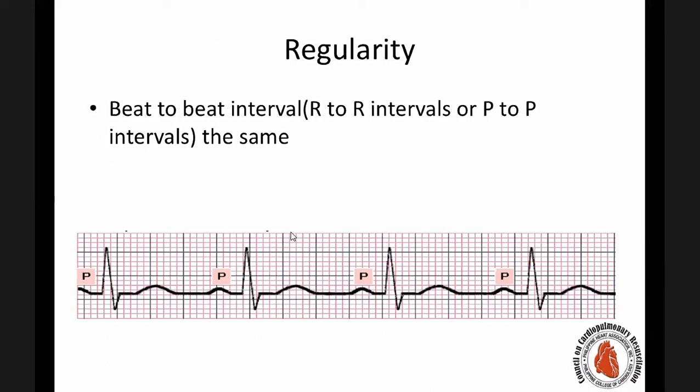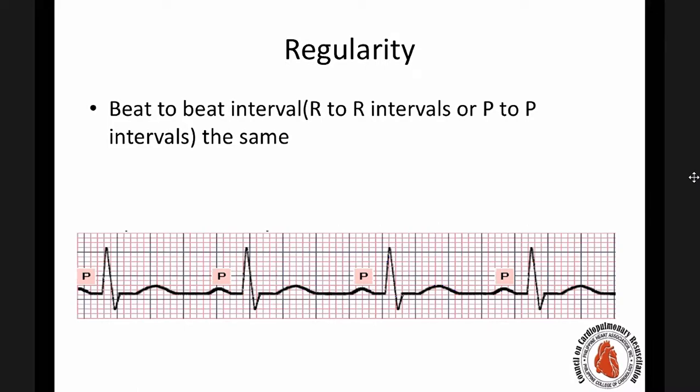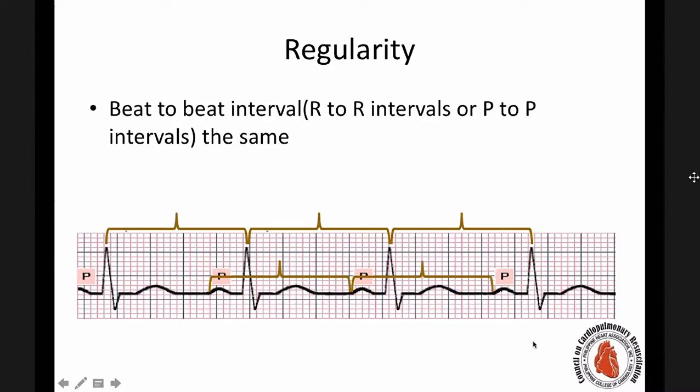Regularity. So you have to visually look at the P2P and the R2R interval. It should be the same. Kung gusto mong manigurado, you can get a caliper, or you can get a paper and then you measure the R2R interval and then i-check mo sa ibang beat kung pare-pareha sila. In the same way, yung P2P interval. Okay? So it should all be the same, lahat ng P2P and R2R interval.